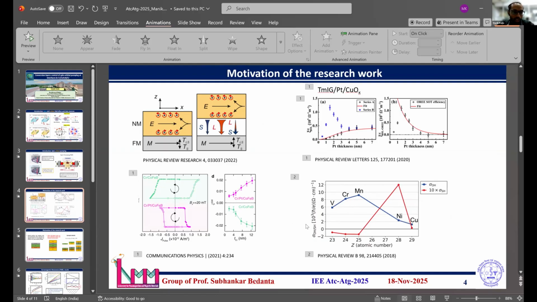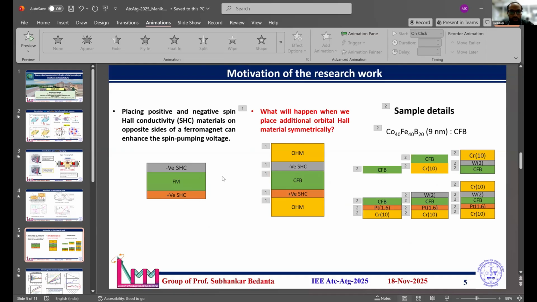And the tungsten we have chosen because we want to increase the ISHE voltage, that means the spin pumping voltage or even the orbital pumping voltage. As I mentioned, tungsten has a negative spin Hall conductivity and Pt can be the positive spin Hall conductivity, so they can be additive, in the sense that it can increase the spin pumping or even the orbital torque.